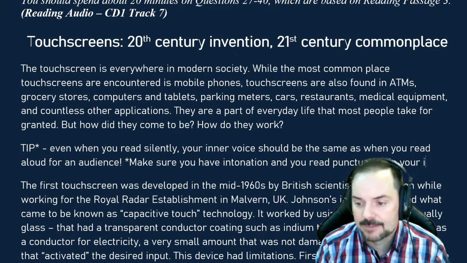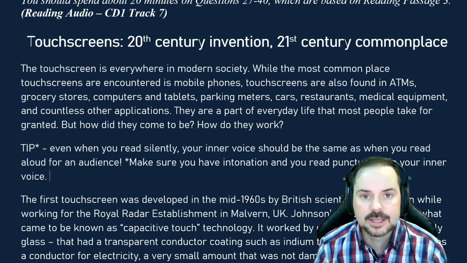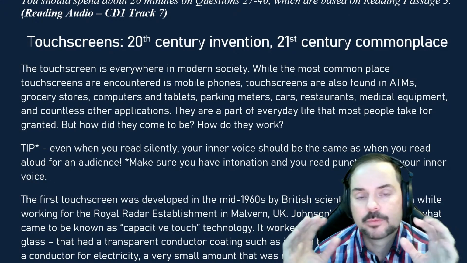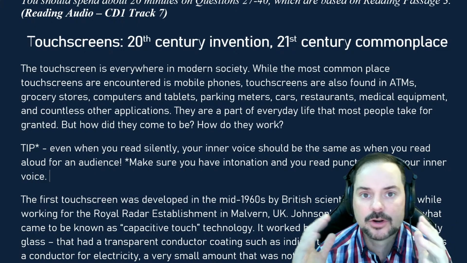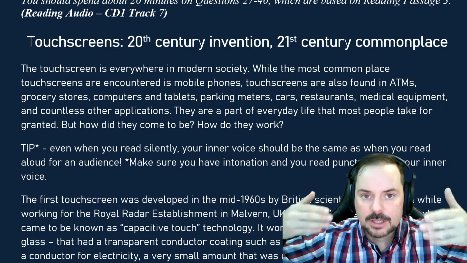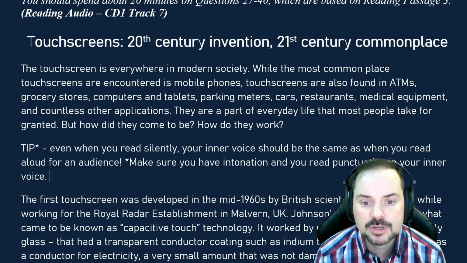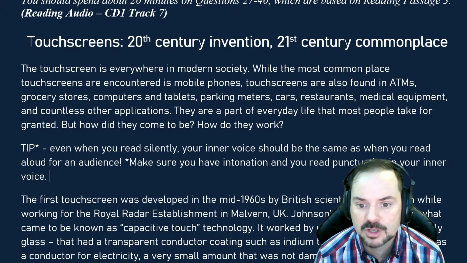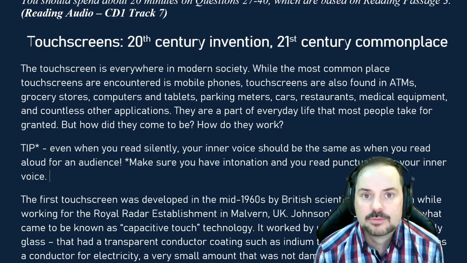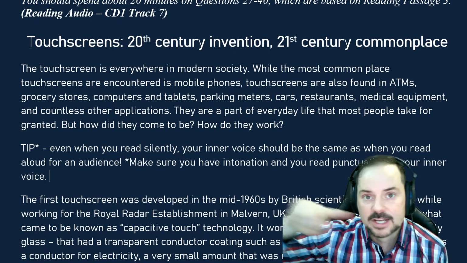The reason I say that is because a lot of students kind of freak out when they're doing the IELTS exam. So what they do is they read as if they're reading a magazine article that they don't really care about. I'll give you an example of what I mean. Their inner voice is like this. The touchscreen is everywhere in modern society. While the most commonplace touchscreens are encountered as mobile phones, touchscreens are also found in ATMs, grocery stores, computers and tablets, parking meters, cars, restaurants, medical equipment, and countless other applications that are part of everyday life most people take for granted. But how do they come to be? How do they work? So that was like a crazy robot just ripping through all of the text, right?